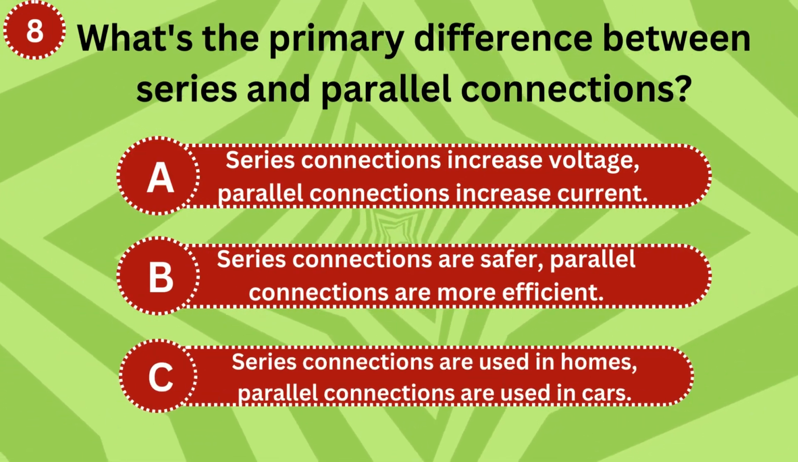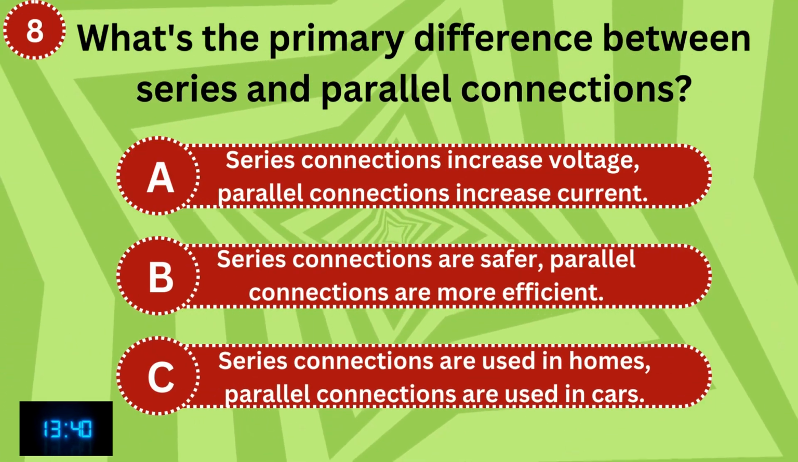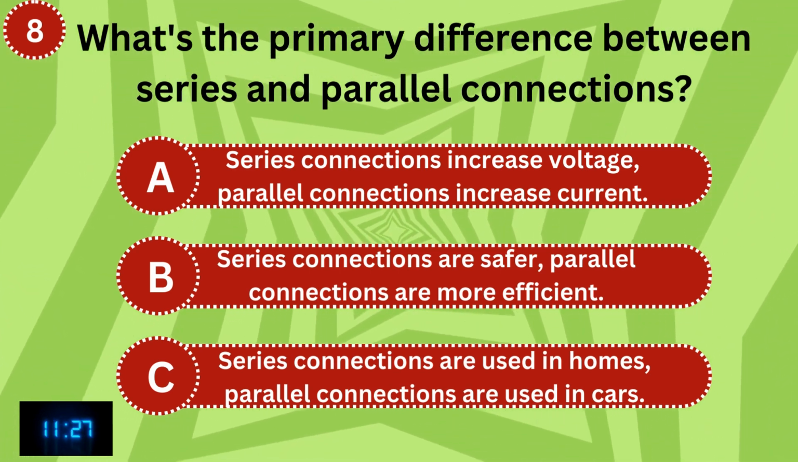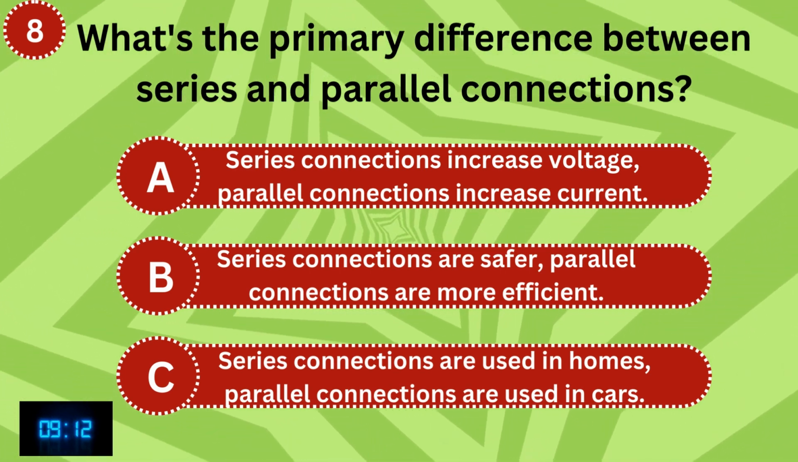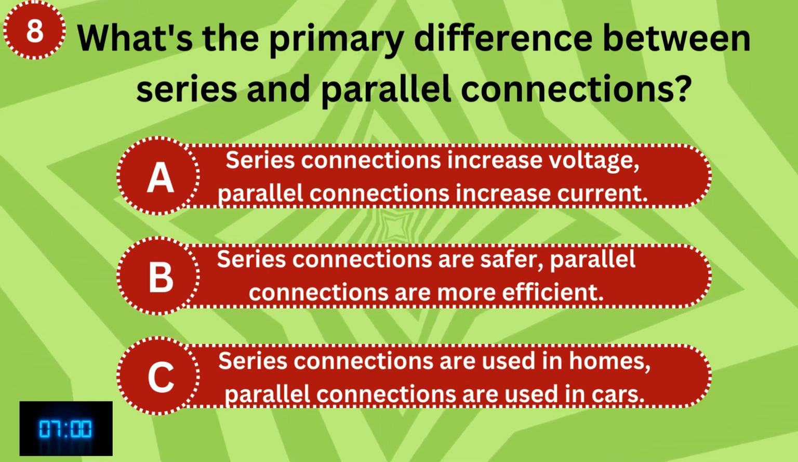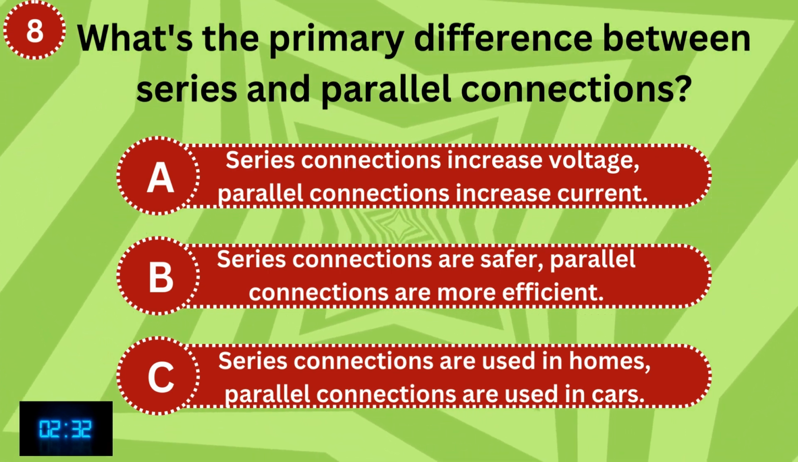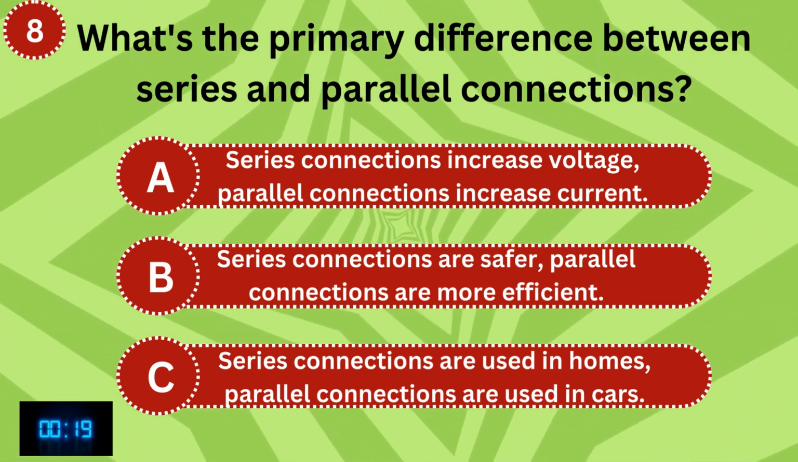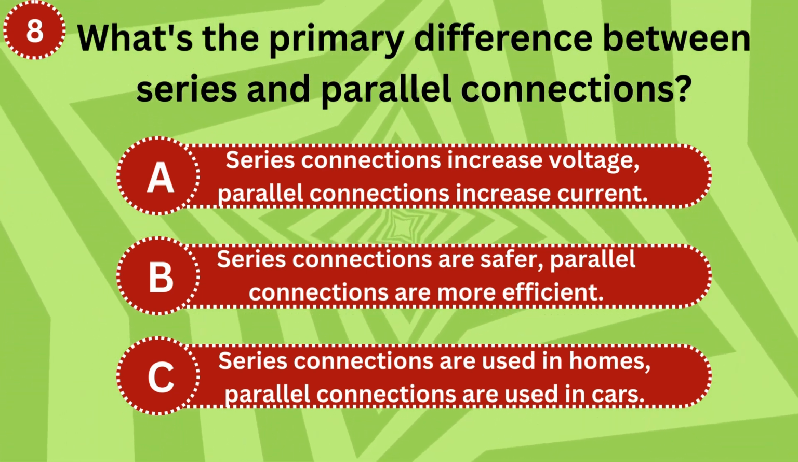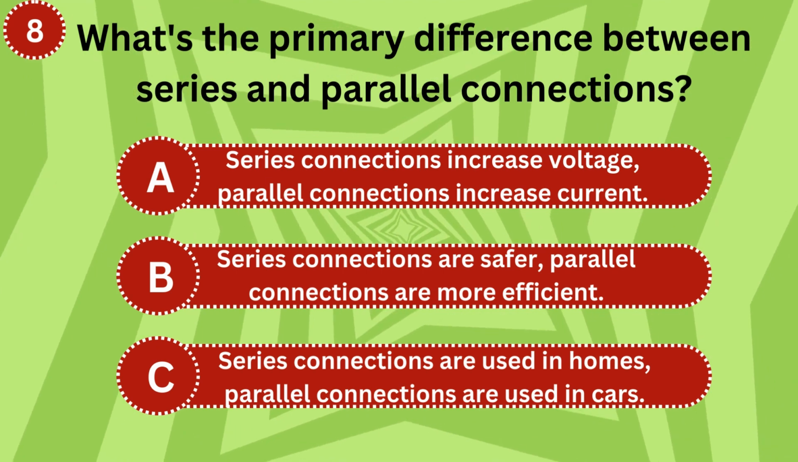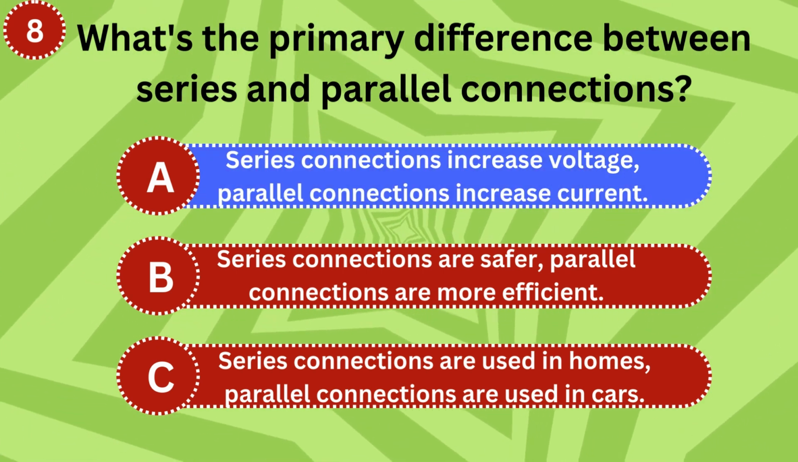What's the primary difference between series and parallel connections? Series connections increase voltage, parallel connections increase current. Series connections are safer, parallel connections are more efficient. Series connections are used in homes. Parallel connections are used in cars.